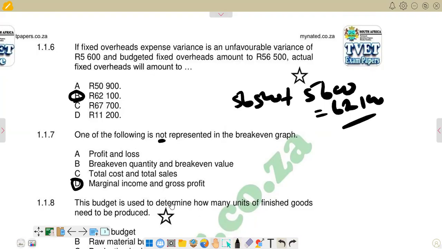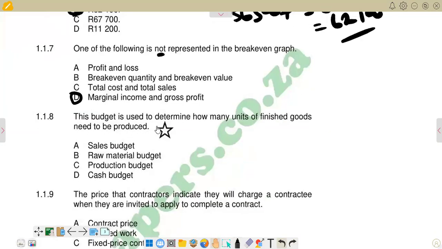Then we go to the next one, 1.1.8. This budget is used to determine how many units of finished goods need to be produced. Remember, when we are making budgets, we've got various budgets that we make there. But if you are looking at the number of units to be produced, obviously, you are going to look at the production budget. So this is what we have in terms of 1.1.8.